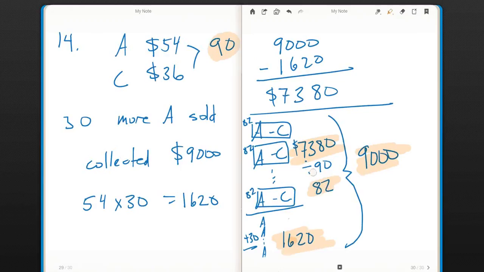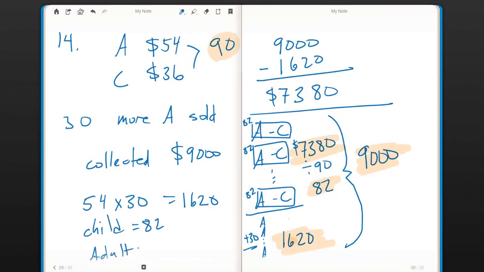The question is, how many adults and how many children attended the musical? The child tickets sold were 82. The adult tickets were 82 plus the additional 30, for 112 tickets. There were 82 tickets sold to children and 112 tickets sold to adults.